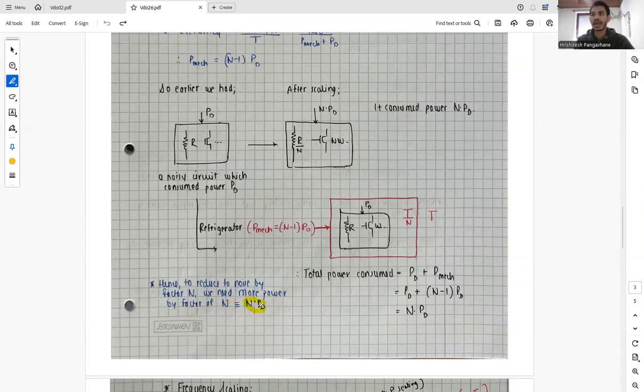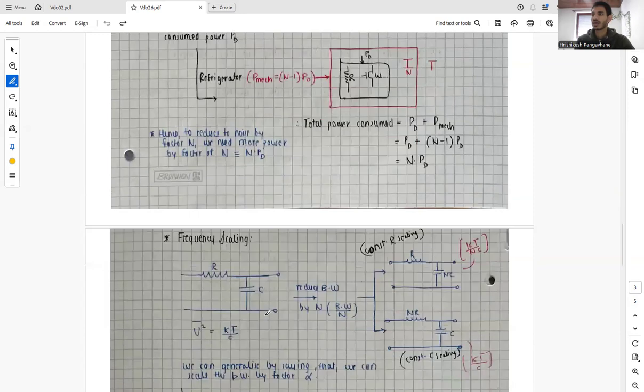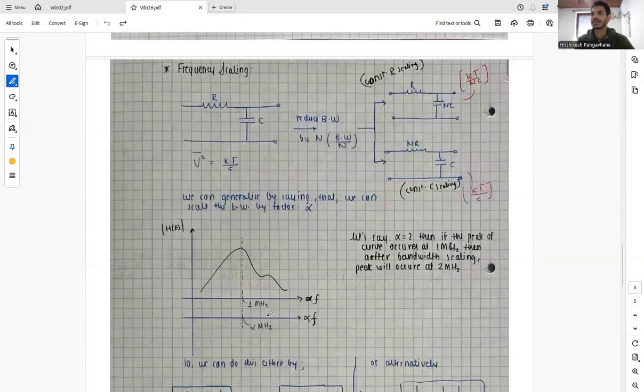So basically, whether we are doing scaling or putting it in a refrigerator, we can use any method, but to reduce the noise, we will need more power, by a factor of n. So now coming to the frequency scaling.